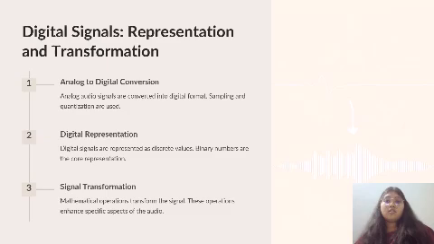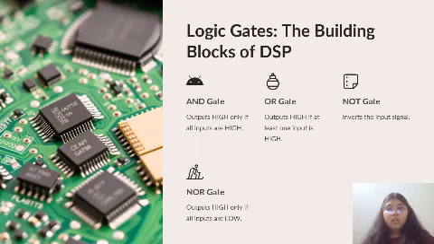The building blocks of DSP have a more fundamental logic in digital systems. Let us understand it in a more conventional way. An AND gate outputs a high signal only when all its inputs are high. If any input is zero, the output is zero. An OR gate outputs a high signal if at least one input is high. A NOT gate inverts the input signal. A NOR gate outputs high only if all inputs are low.